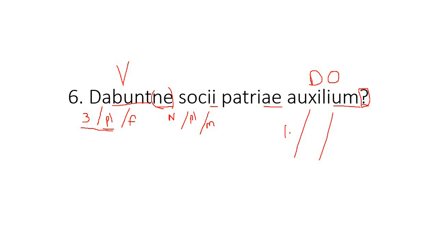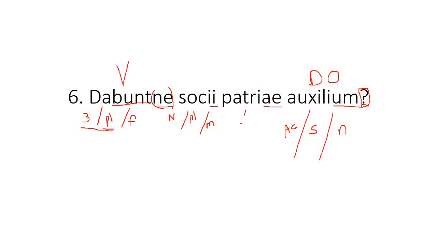What case is the direct object? Accusative. And it would be singular if it ends in "-um," and "auxilium" is a neuter noun. All right, so will the allies give help? This is sounding good.